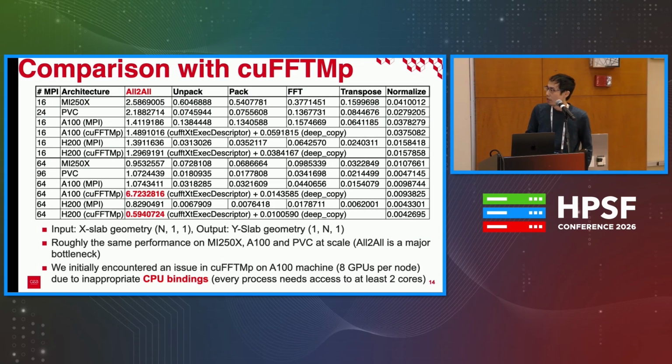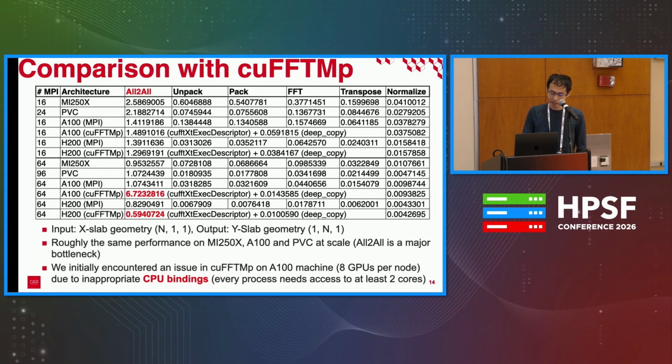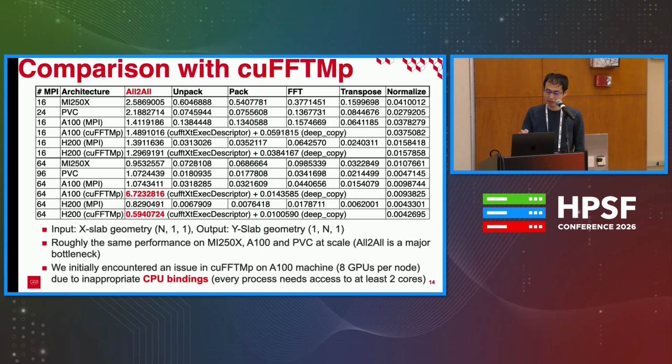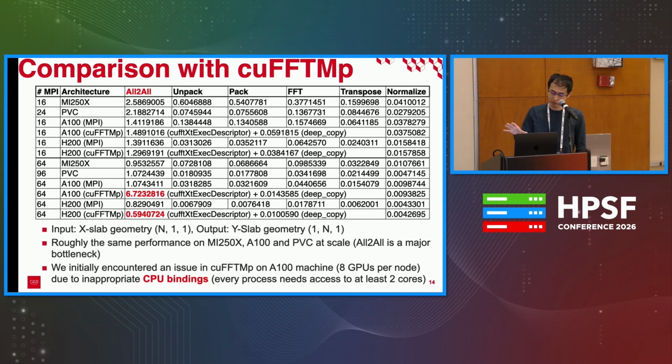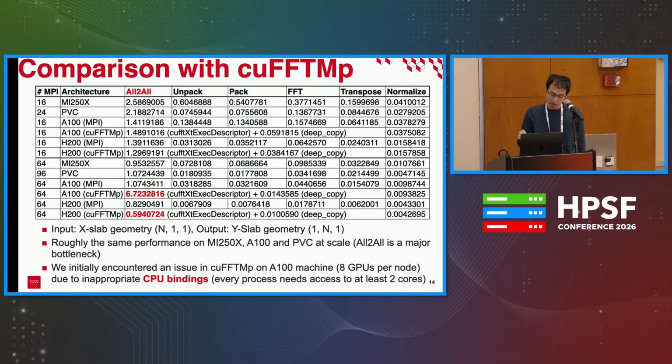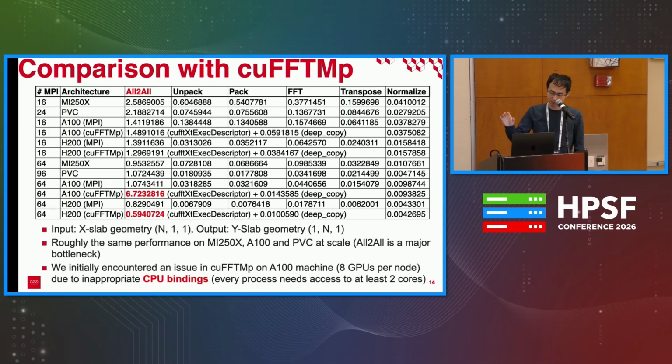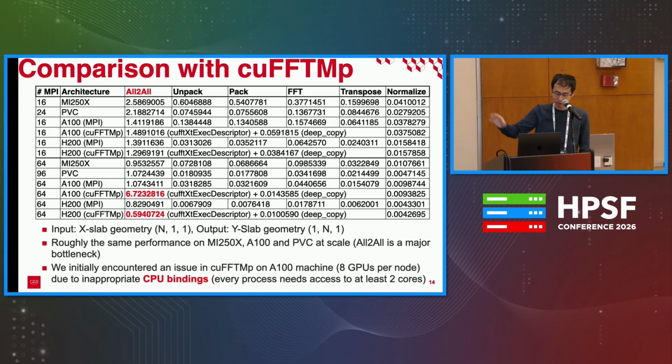As a reference case, we compare the performance with cuFFT MP. There was a bit of complexity to use this library, so I made a performance measurement on the 16 MPI case for the O2O, and cuFFT MP outperforms our implementation a little bit, but not much. So our implementation is kind of comparable. But for the H200 case, it's 30% or so faster than our implementation. So definitely we can have some benefit from using this library.